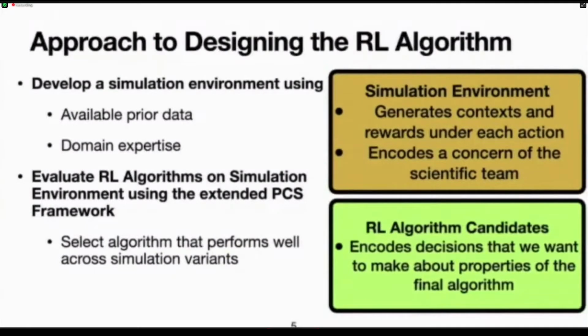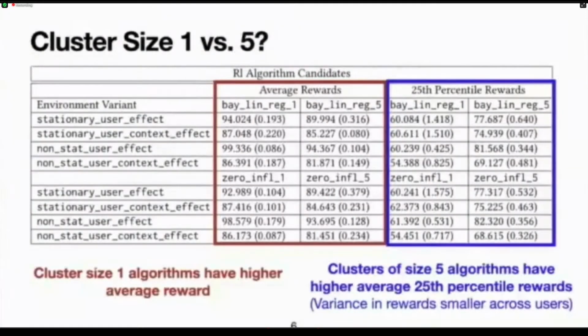Our approach first develops a simulation environment with variants, where each variant is a test bed that encodes concerns of the scientific team. And then we test different RL algorithm candidates across these variants using our framework. And we finally want to select the algorithm that performs well across multiple variants. For example, one design decision is whether to cluster users together and learn an algorithm per cluster or learn one algorithm per user. We noticed through our experiments that cluster size 1 algorithms may have higher average reward, but clusters of size 5 algorithms achieve higher average 25th percentile rewards.